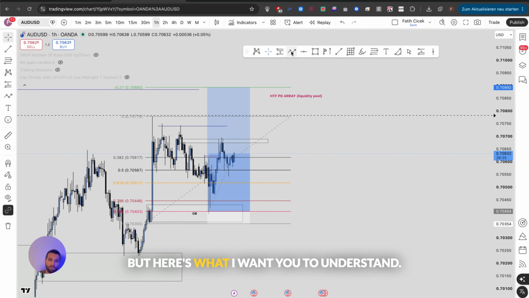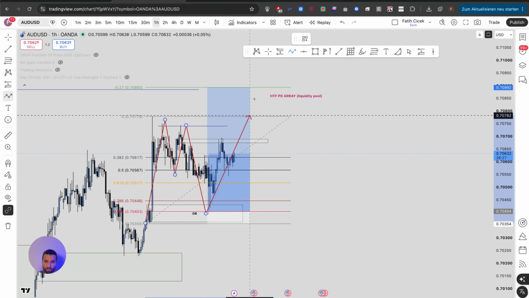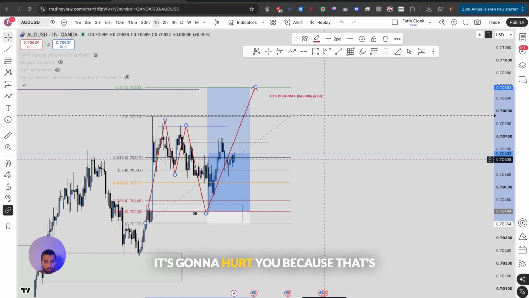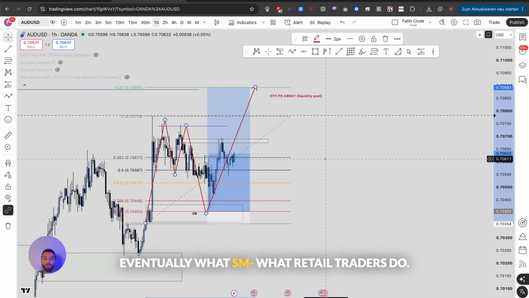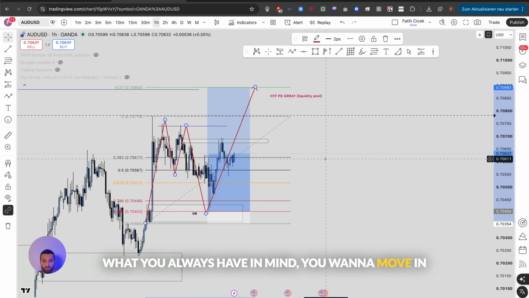Okay, but here's what I want you to understand. Just trading patterns by themselves is not going to make you profitable. Just because you recognize a pattern somewhere without any context is not going to make you profitable. It's going to hurt you, because that's eventually what retail traders do. What you always have in mind, you want to move in sync with the higher time frame directional bias. That's the most important lesson that you should take home with this lecture, with this module.